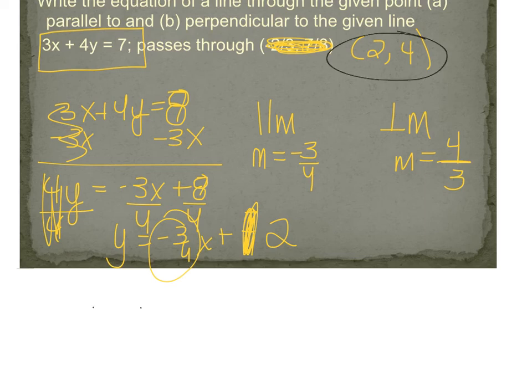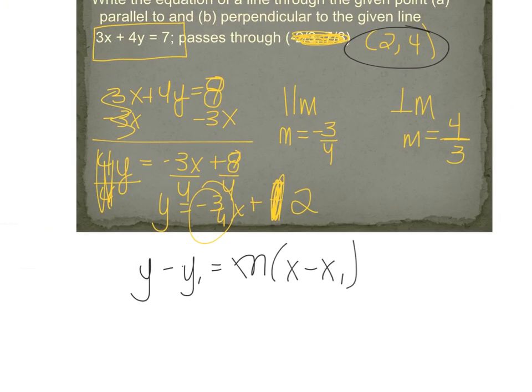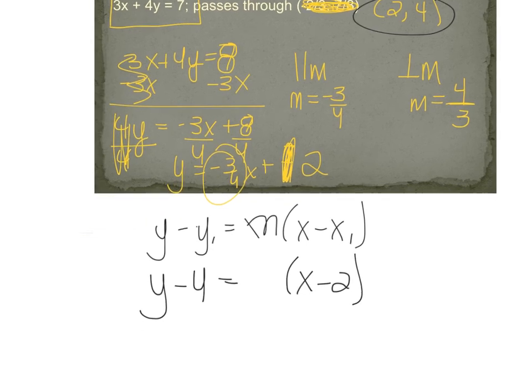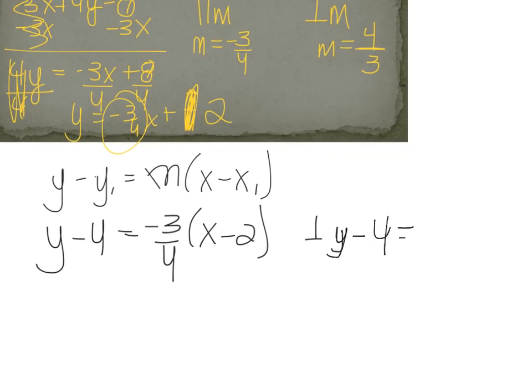But since they gave me this point here, I have y minus y1 equals m times x minus x1. So given the point that they gave me, 2, 4, I'm gonna say y minus 4 equals m times x minus 2. I'm plugging that in there. But you guys can finish this. I'll finish this in the video later. But what am I plugging in for my parallel line? What am I plugging in for m? Negative 3 over 4.